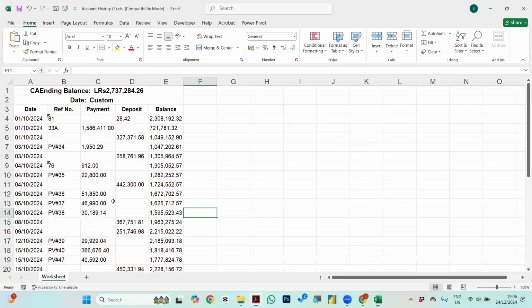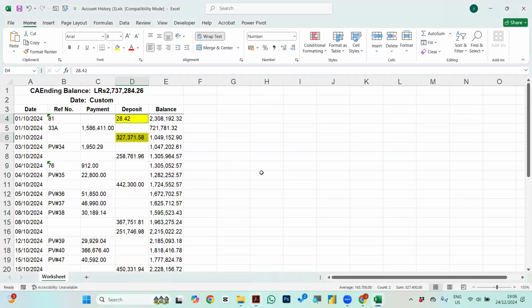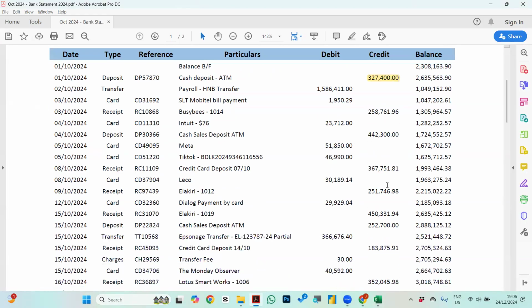327,400. Do we have 37 and also 28,442? This shows here 327,400, so that's matching. So I'm going to highlight this one as matching. Next, I'm comparing the bank statement with my books, not my books with the bank statement. So the bank statement should be correct. There can be errors, but usually it's correct.